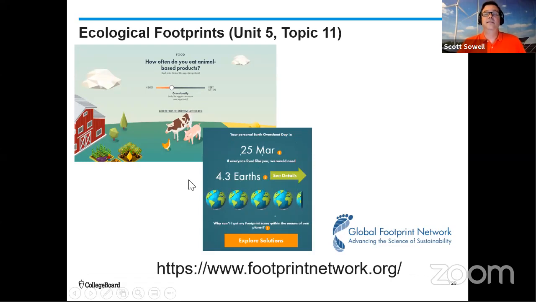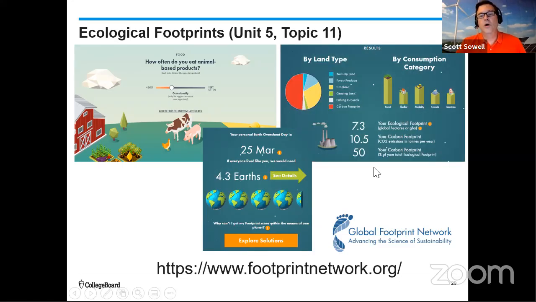And that just means if everybody acted like me, then we would need 4.3 Earths to sustain everybody. That means I'm using way more than what is allotted to me. And then it'll also give you more quantifiable numbers. So 7.3 hectares of land for my resources and my waste. And then it'll also break it down into categories like cropland or fishing grounds.